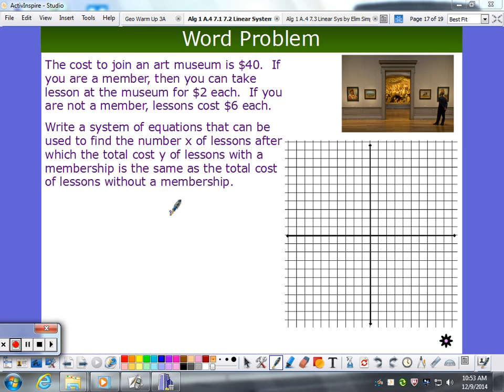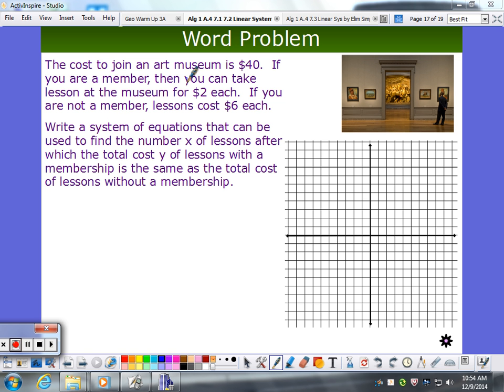Let's try these word problems with linear systems here. So the cost to join an art museum is $40. Museums have memberships, right? $40 to join this museum. If you're a member, you can take a lesson at the museum for $2 a lesson. I guess they give you art lessons.